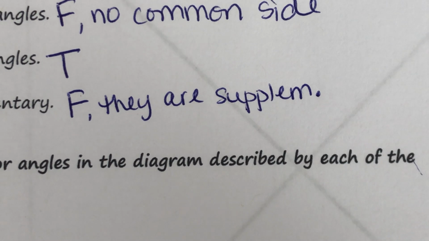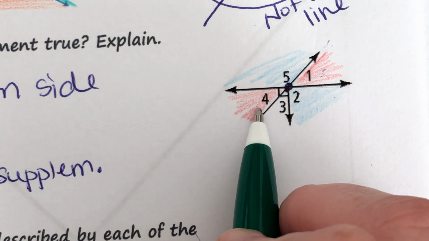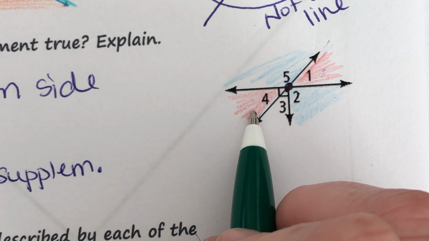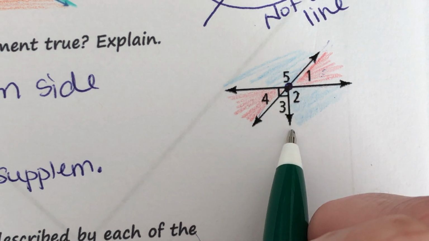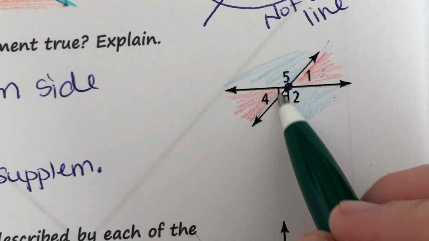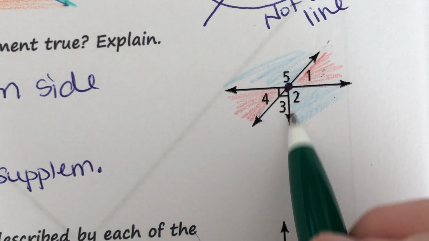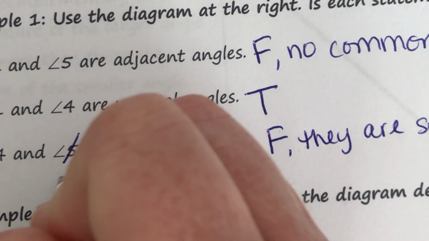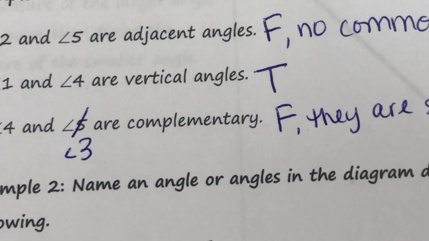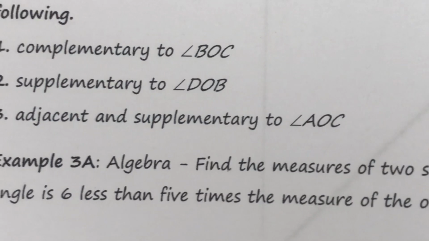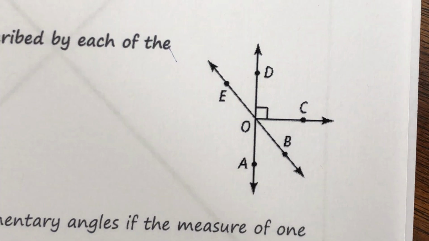They're supplementary. So is there a complementary angle to angle 4? 5 isn't. They don't form a right angle, but what does form a right angle with angle 4? What about angle 3? Yeah, it's even marked with that little box in the corner. If we just got rid of this arrow right here, 3 and 4 together make up a 90-degree angle. So here we could say angles 4 and 3 are complementary. All right, next one, example 2. So I'm going to read the questions. We're going to look at this little picture.